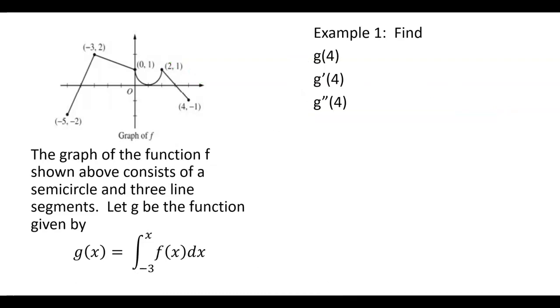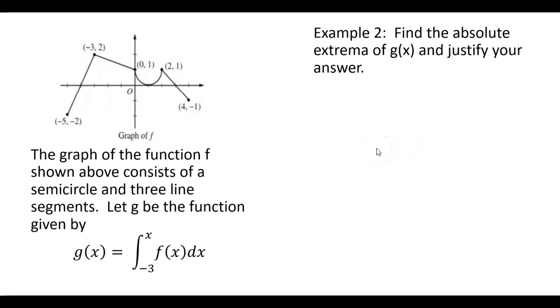All right, let's go ahead and move on to another type of example here. Find the absolute extrema, that would mean both the minimum and maximum of g of x, and justify your answer. So as you guys know, anytime you're looking for an absolute extrema, you're going to make a table where you have your input and your output that you're trying to maximize. So my input is x, and the output I'm trying to maximize is g.